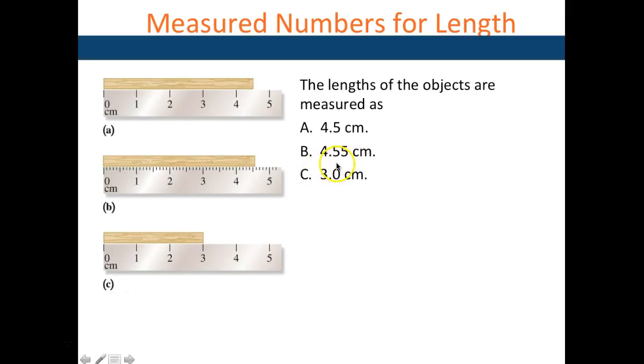In any measurement you will record what you can visibly see and one more digit that you're estimating. So for example here you won't just record this as 3 centimeters, you would record this as 3.0 centimeters. You'll have to have one extra digit beyond what you're visibly seeing. So you always have to have that one extra digit, which is the estimated digit.